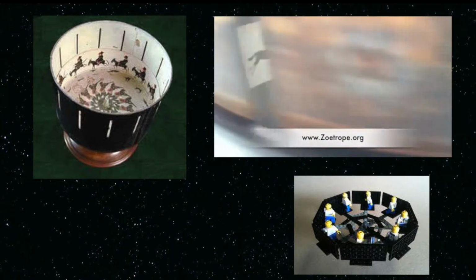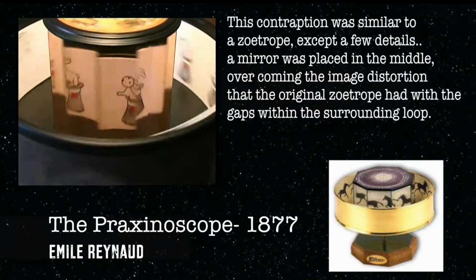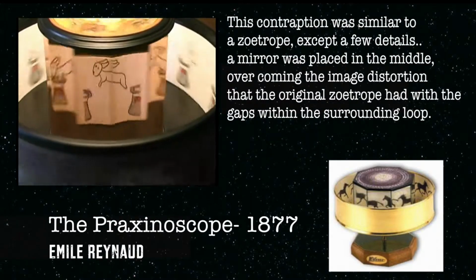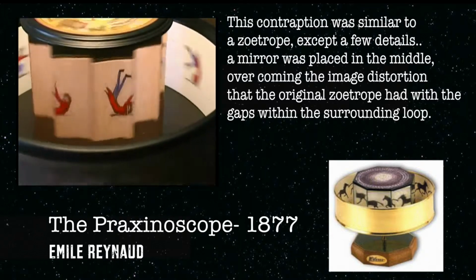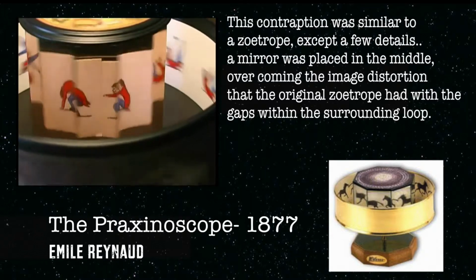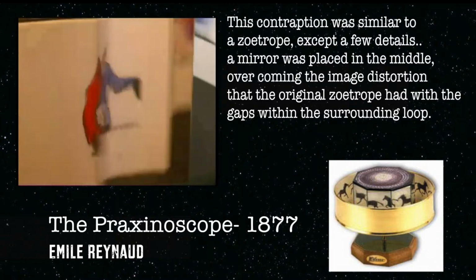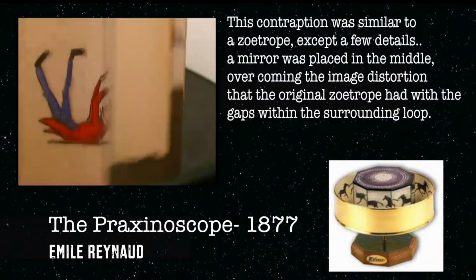It had slits in which, when you watched, an animation on the inside would be seen, although there was quite a lot of distortion. This was sorted in a device called the Praxinoscope, made by Emile Reynaud in 1877. It was the first device to overcome image distortion, using a mirror inside which mirrored the image around the outside of the animation, so you could see it quite clearly.